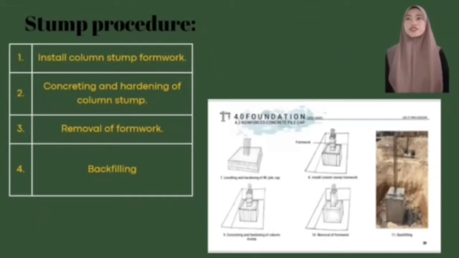Okay, for the stump procedure, number 1, install column stump formwork. Number 2, concrete and hardening of column stump. Number 3, removal of formwork, and last, backfilling.